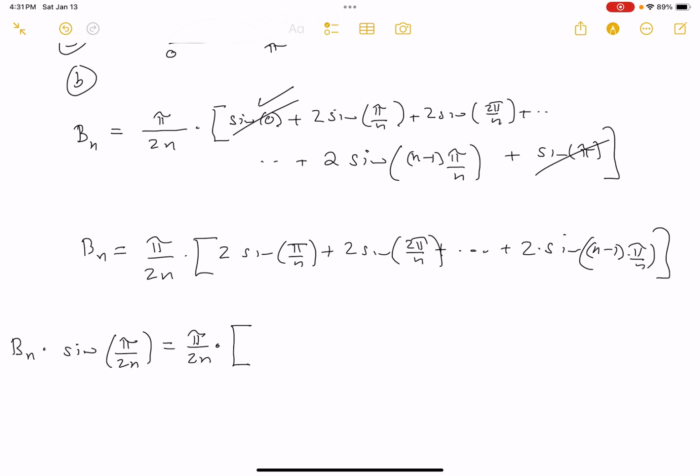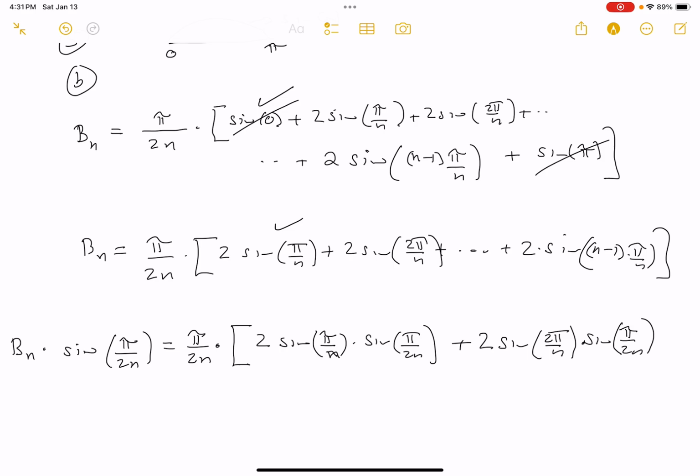times, and I've got to write this down. It's kind of complicated to write down, isn't it? It's 2 sine pi over n, that's that term there, times sine pi over 2n. I can't write every one down, but I can write the next one down certainly. It's going to be 2 sine 2 pi over n times sine of pi over 2n. I'm going to keep looking at this, right?